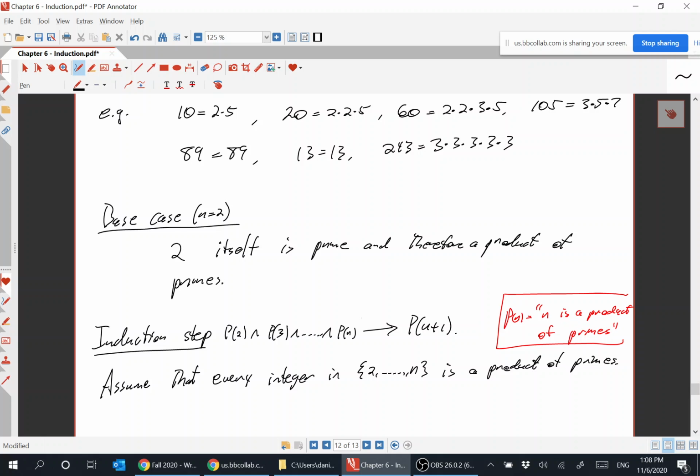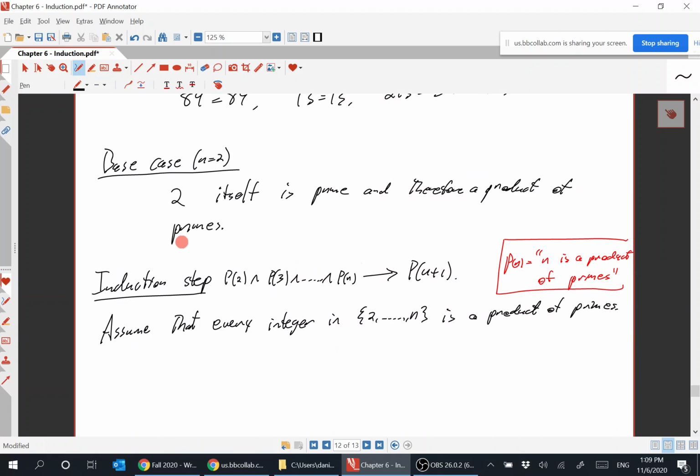Pn is n is a product of primes. We're assuming that 2 is a product of primes, 3 is a product of primes, 4 is a product of primes, 5, 6, 7, n minus 4, n minus 3, n minus 2, n minus 1, and n, all those guys are products of primes. So we say it in a nice compact fashion like this, and it's going to require some kind of quantification. Assume that every integer in the set from 2 to n is a product of primes.